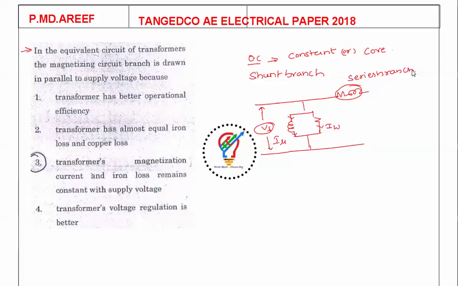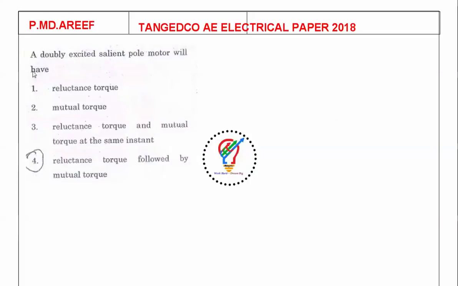Okay, so next question: a doubly excited salient pole motor will have. Generally there are two types of rotors in a synchronous machine, salient pole and cylindrical pole. The speciality of the salient pole machine is that the torque developed depends upon two things: reluctance torque plus what we can call mutual torque.